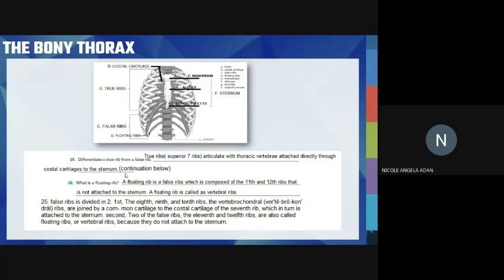Number 26. What is a floating rib? A floating rib is a false rib, composed of the 11th and 12th ribs, that is not attached to the sternum. A floating rib is also called a vertebral rib.